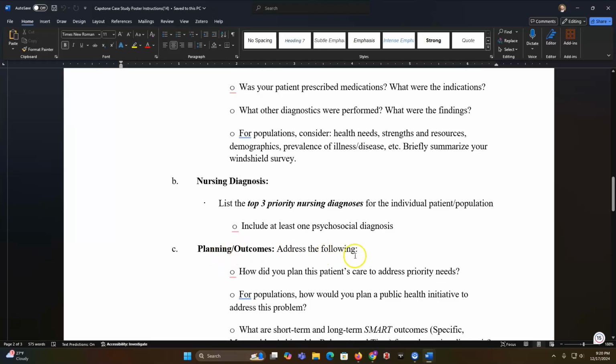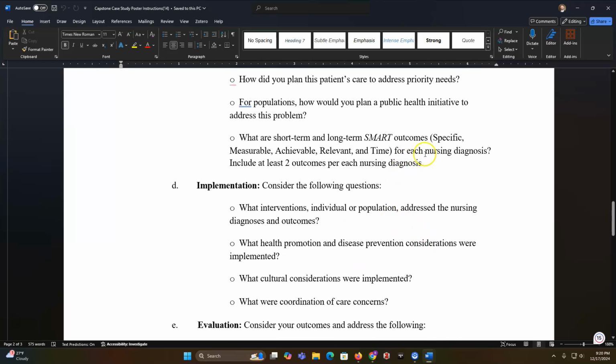Planning and outcomes, address the following. What were the main things that you needed to address? What are your short-term and long-term goals? Use SMART outcomes. So specific: patients are going to be able to do this by this time frame. Was it measurable? Can you say, yes, they did walk the hall 4 different times in my shift? Is it achievable? Is it something that the patient actually can do?